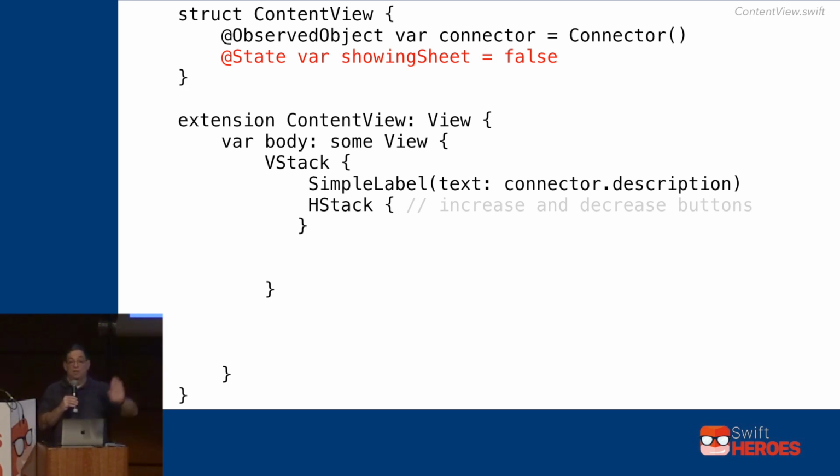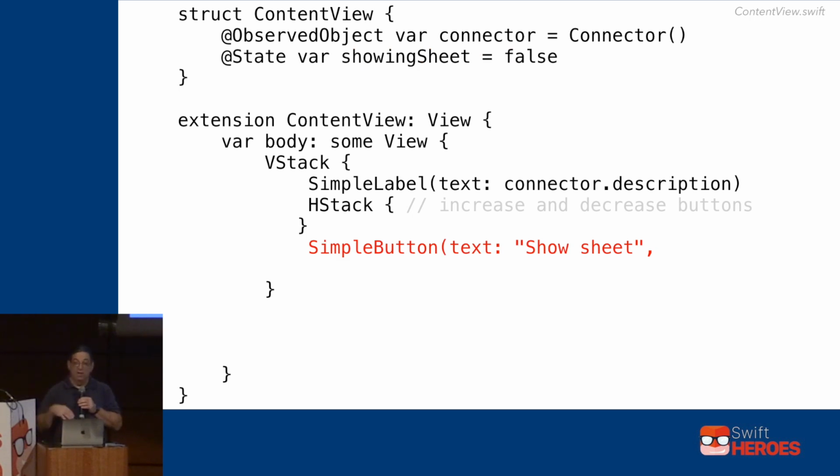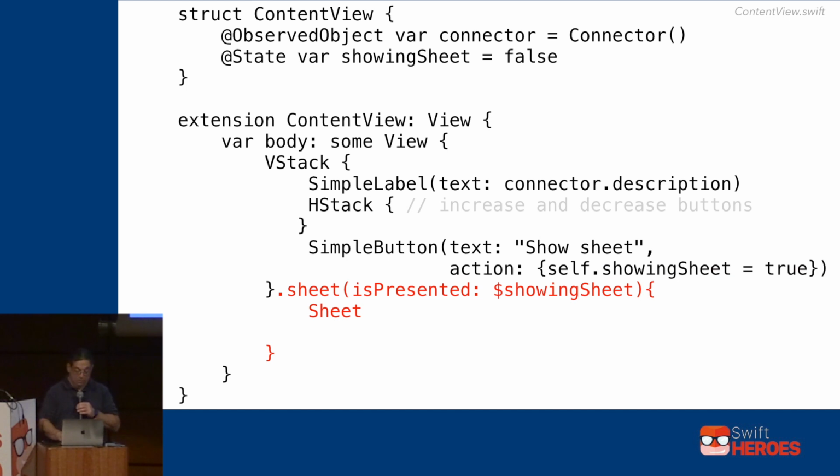The same thing here if I wanted to show a sheet. I want to show a sheet, so somewhere I have state, and my state is some Boolean that says, right now I am not showing my sheet. And we need something that can change that state. So I'm going to create a simple button, and that button's action just says, change the showing sheet Boolean from false to true.